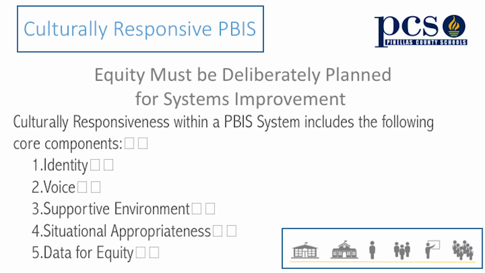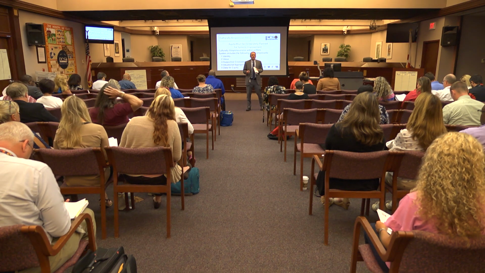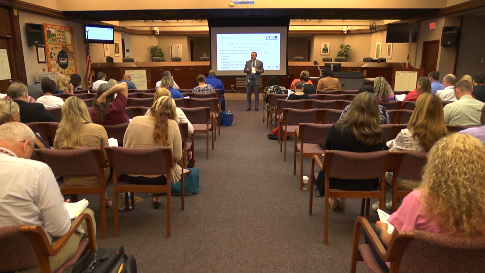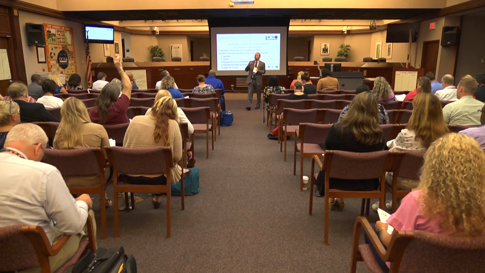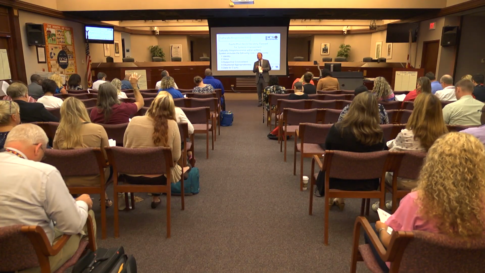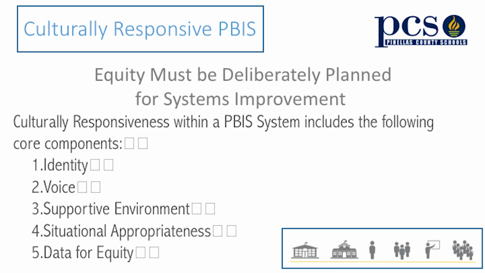So culturally responsive PBIS, equity must be deliberately planned for systems improvement. I want to say that again. Equity must be deliberately planned for systems improvement. Achieving equity is not going to happen by accident. You have to plan for it. Okay? So in this particular case, cultural responsiveness within a PBIS system includes 5 core components.